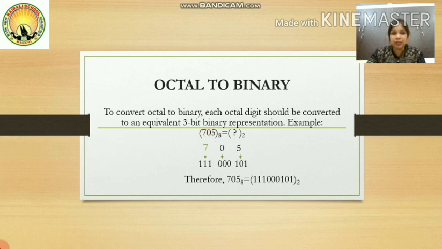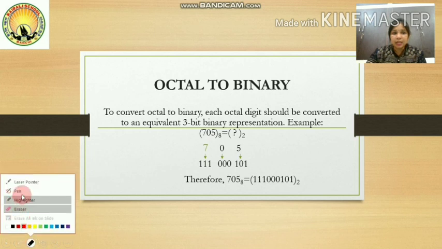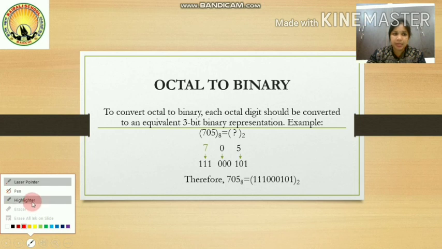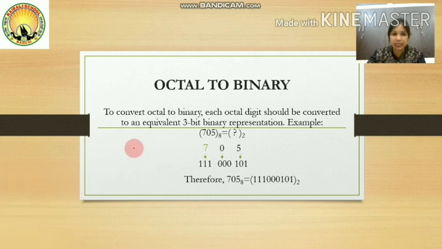Here, look at this one: 705 to the base 8, and we want the binary equivalent. We write the digits individually first, 7, 0, 5. Then 7 is equivalent to 111, 0 is equivalent to 000, and 5 is equivalent to 101. 3 bits are required. I'll also show how it can be done on my board presentation, but if I tell it once here, it will be easier for you to understand.